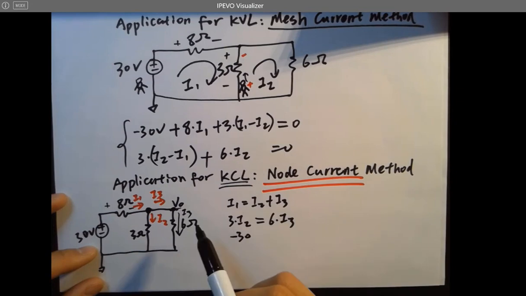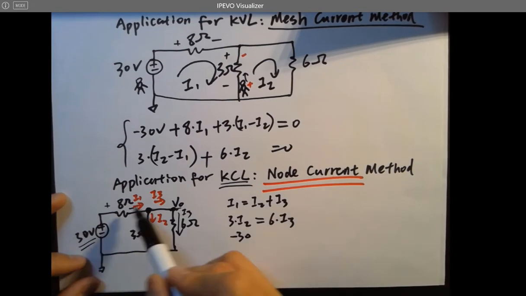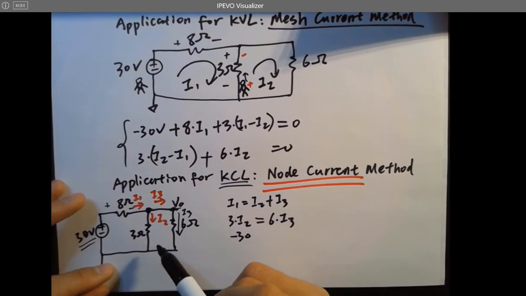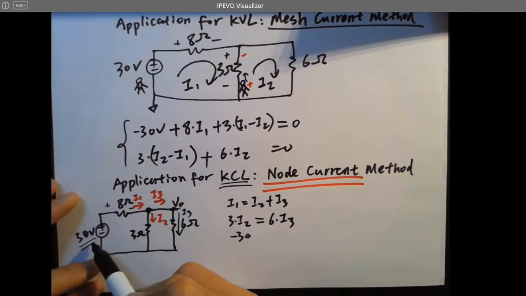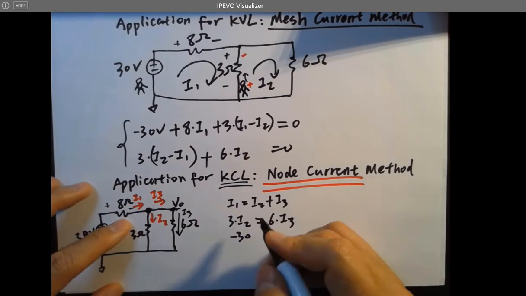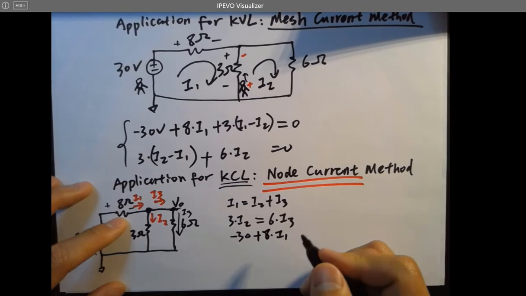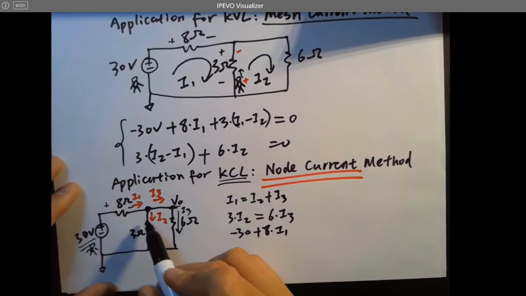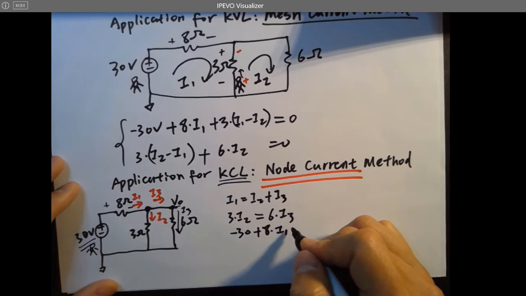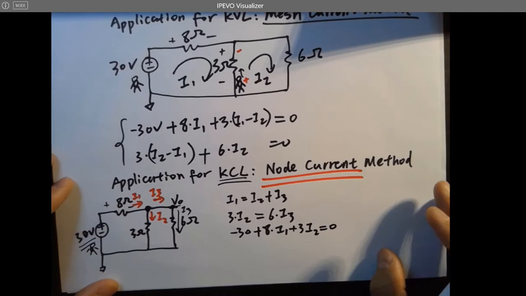Now we need to find the relationship between the 30 volts and all the currents, since we haven't used the 30 volts so far. So minus 30 volts, a person starts walking through the circuit, and then plus 8 times I1, and going down here, it's going to be I2, and this equals 0.